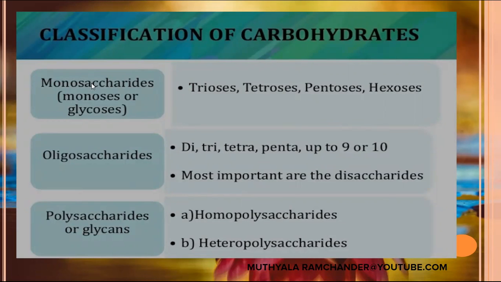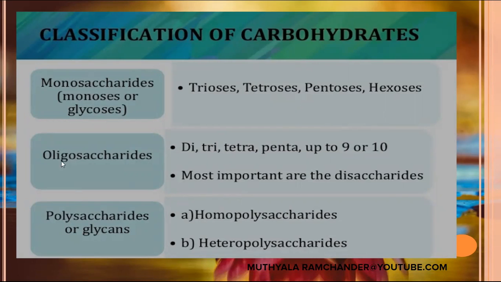Basically, the carbohydrates are of three types. One is monosaccharides. Monosaccharides are also called monoses or glycoses. Monosaccharides contain only a single saccharide. Saccharide means sugar molecule, and mono means a single sugar molecule in the formation of the carbohydrate. Examples: trioses, tetroses, pentoses, hexoses.